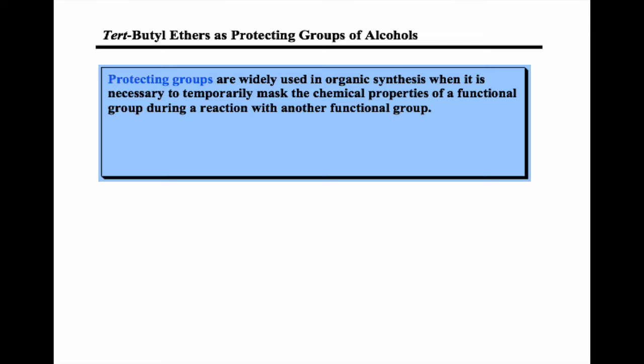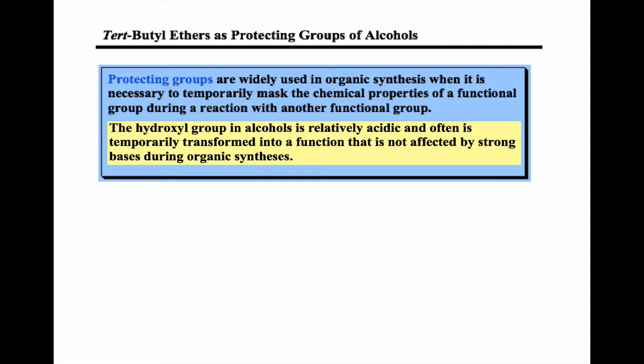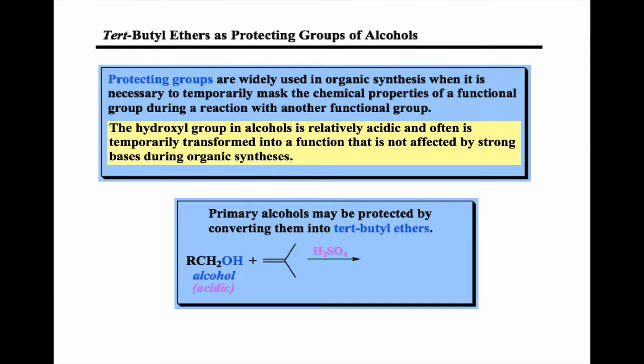We can actually use tert-butyl ethers as protecting groups of alcohols. A protecting group is a group that we add to mask the properties of a particular functional group during a reaction. And we might want to do that because it could interfere with another reaction we want to do. But it's important that a protecting group can be something that is easy to put on, but also easy to take off. Okay? And since alcohols with that OH group are acidic, a lot of times we have to protect them to remove that acidity temporarily, because we might be wanting to use some type of nucleophile that's also a strong base.